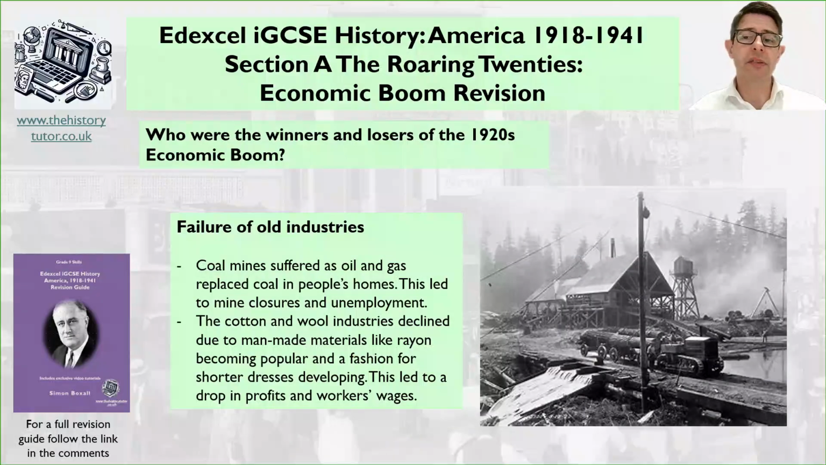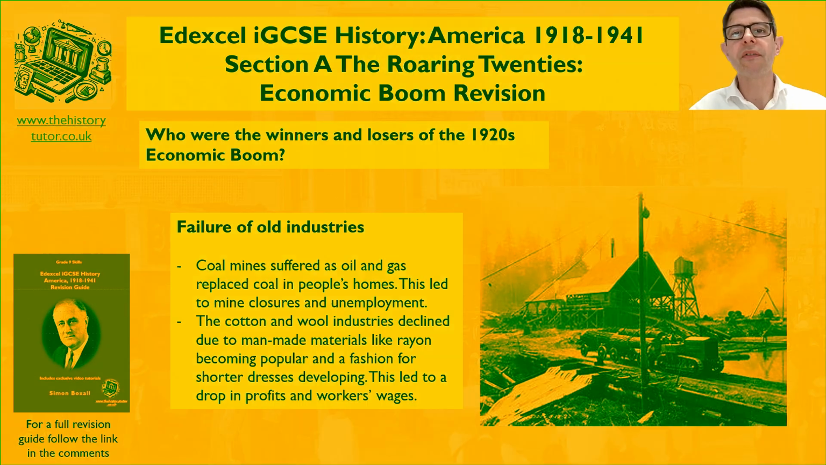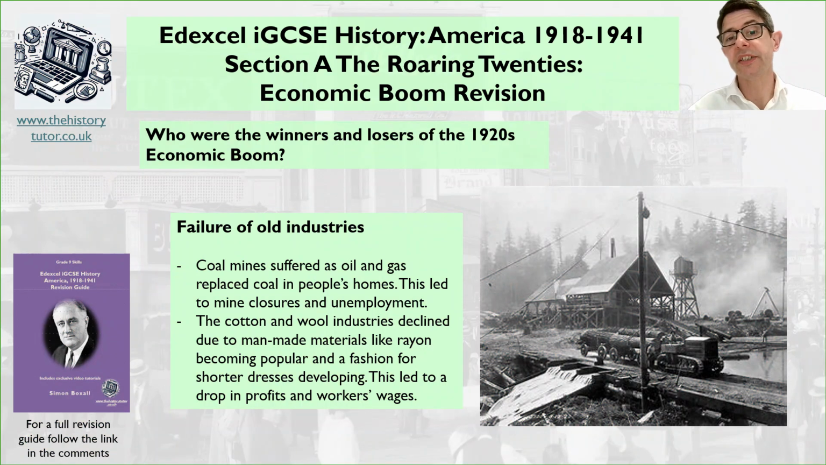Failure of old industries as well here. So we've got manufacturing doing really well. Some of the old industries are now going into decline. Coal mines suffered as oil and gas replaced coal in people's homes. And of course, the increasing amount of electricity. This led to mines closing and unemployment. Cotton and wool industries declined due to man-made materials like rayon becoming popular and a fashion for shorter dresses developing, of course, and less material was used. This led to a drop in profits and also worker wages.